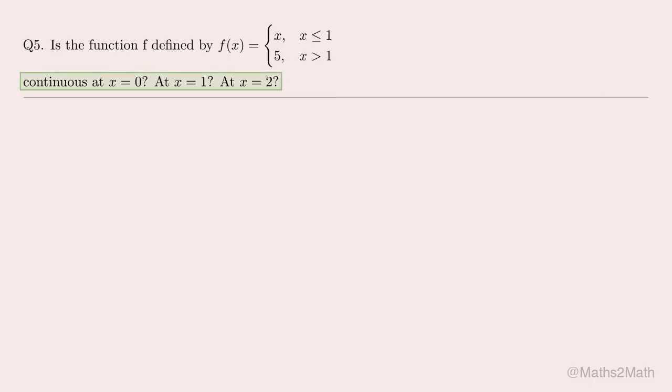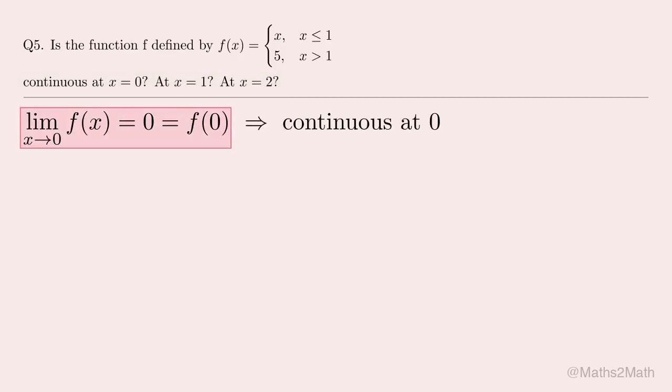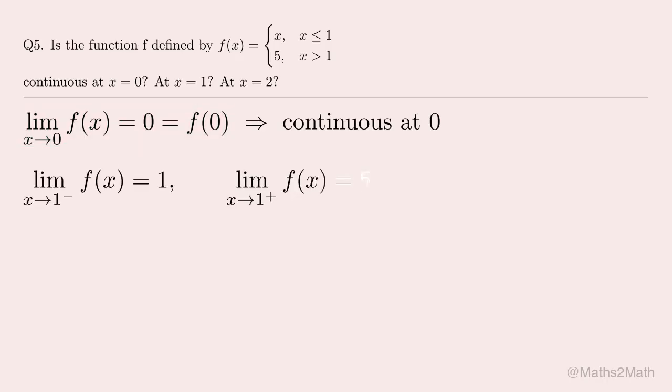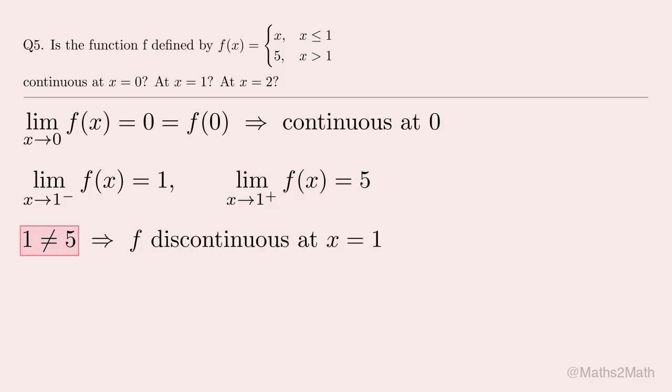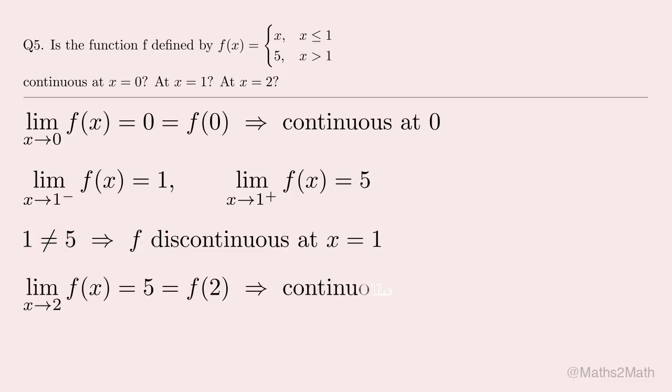Question 5. A 2-piece function, the identity up to 1, then the constant 5 beyond. 3 points to test. Away from the junction x equals 1, the function agrees with a single simple piece. So the junction is where the interest lies. At 0, near x equals 0, the function is just x, so the limit is 0, equal to f of 0. Continuous there. At 1, from the left f is x, giving 1. From the right f is the constant 5. The one-sided limits disagree, so the limit does not exist. F is discontinuous at 1. At 2, near x equals 2, the function is the constant 5, so limit and value are both 5. Continuous there.